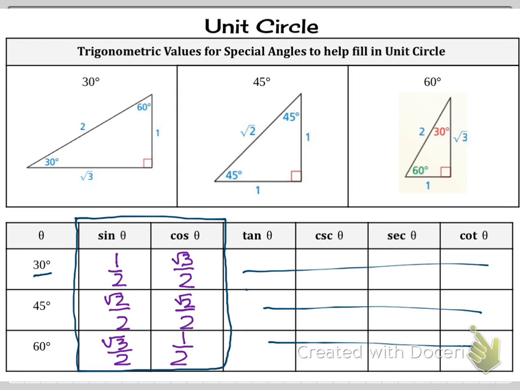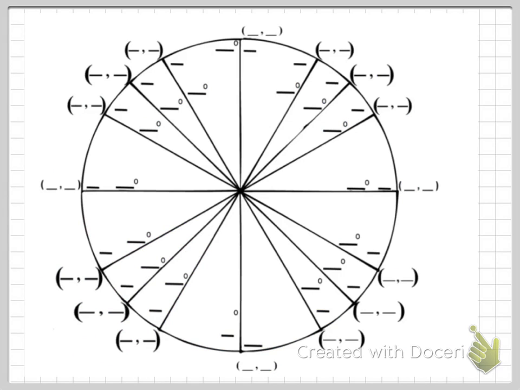What I want you to start to notice is that there is a pattern. Notice that this is 1, 2, 3, then this is 3, 2, 1. Let's go ahead and try to fill in a unit circle. So here it is. We will fill it out completely, and much of which we're actually going to memorize. What you want to memorize is this first quadrant in here.